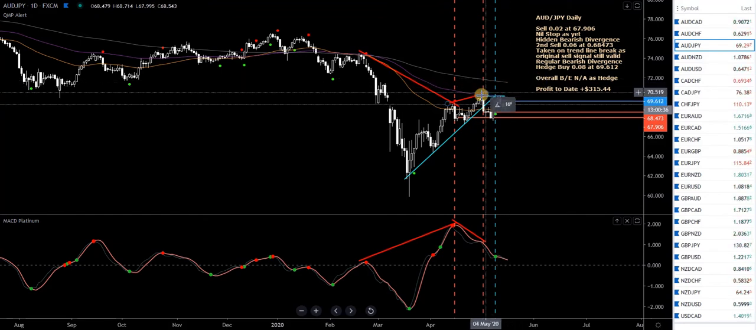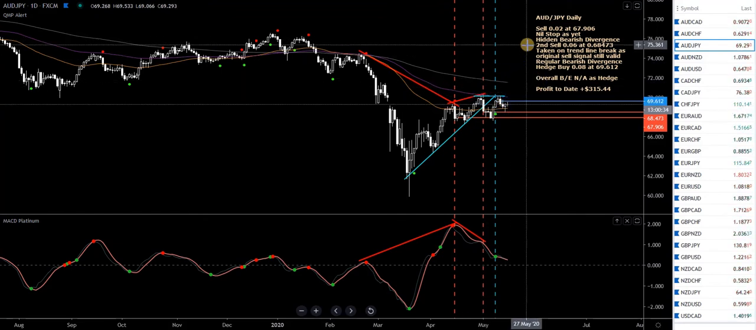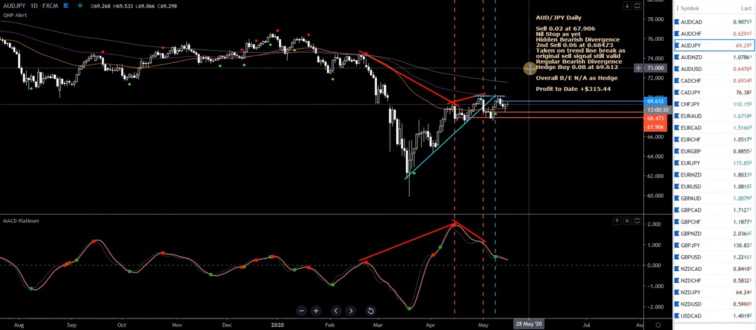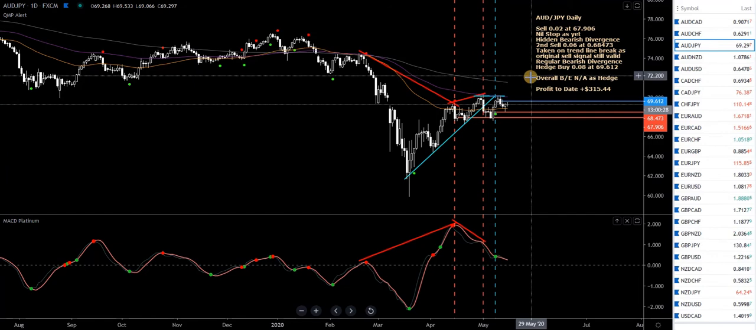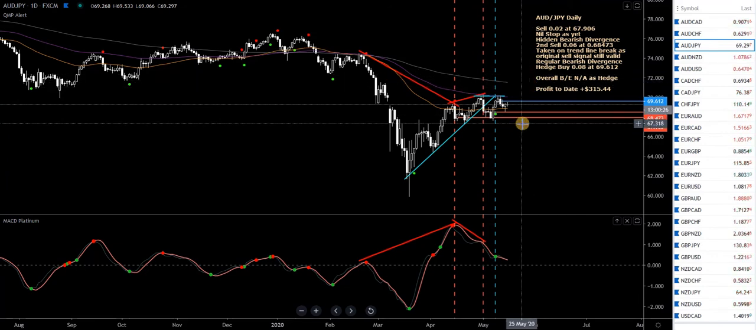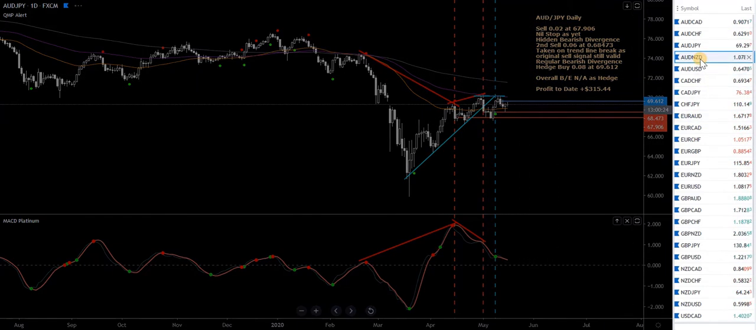At the moment, I'm hedged. There's only 3 trades on. So there's a sell for 0.02, second sell for 0.06, and a hedge buy for 0.08. So I'm hedged completely at the moment, looking for a sell trade.